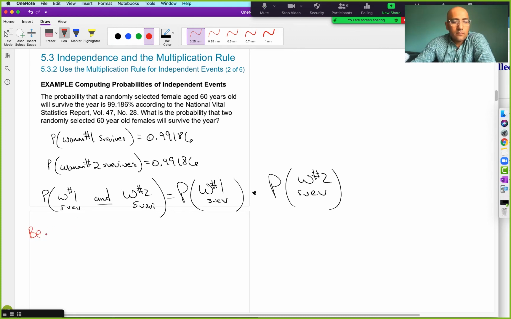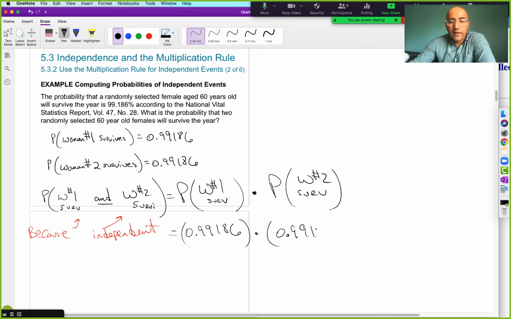This is because these are independent events. So all we have to do is multiply them. Now the probability that woman number one survives was 0.99186. And the probability that woman number two survives is 0.99186. Okay, so we just have to multiply these two.